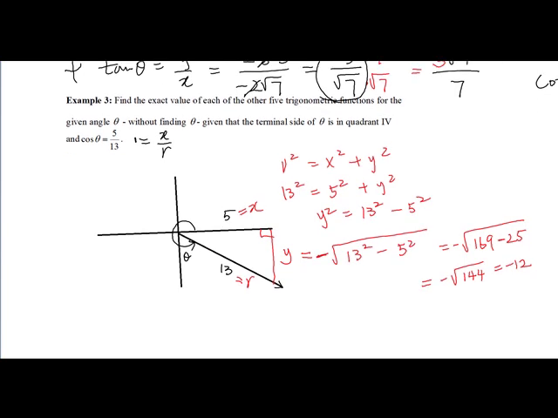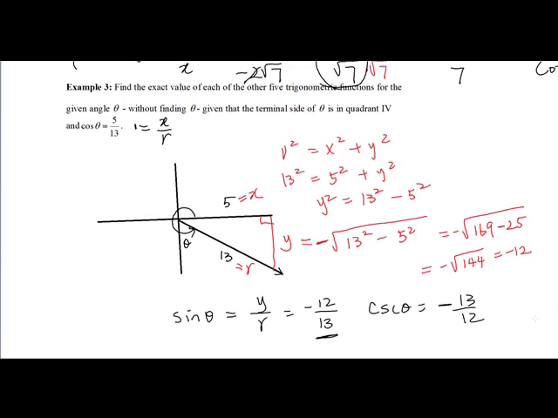Then how do you find sine theta? By the definition, sine theta is y over r. So negative 12 over 13. Cosine theta is given to you. Cosecant theta is inverting this fraction, so negative 13 over 12. And cosine theta is given as 5 over 13, so secant theta will be 13 over 5.